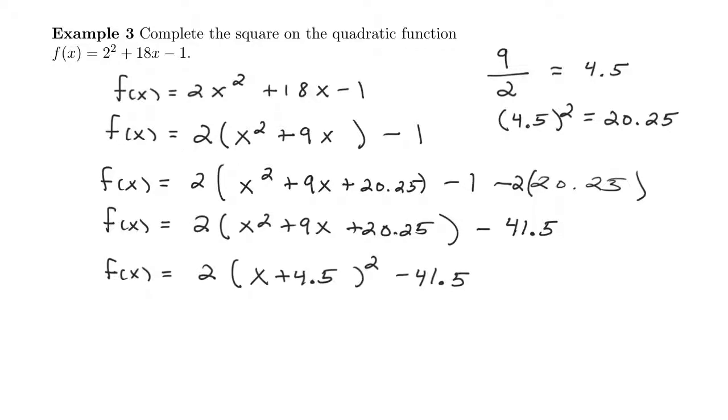And you could check your work again to make sure this is true. If I square x, I get x squared. If I square 4.5, I get 20.25. And if you double 4.5, you in fact get 9. So technically this is it. Again, if you wanted to state what the location of the vertex is, it would be negative 4.5 for x, but negative 41.5 for y. And that is it for this example.